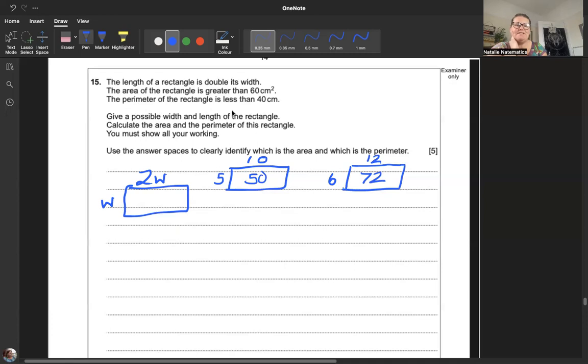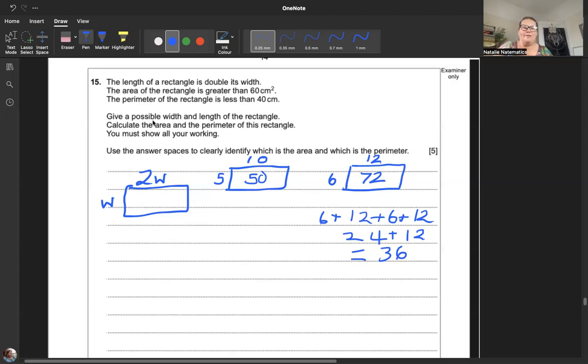It also says the perimeter of the rectangle is less than 40 centimeters. What's the perimeter of this? 6 plus 12 plus 6 plus 12, or you could say 6 plus 12 times 2. Doesn't matter, as long as you're adding up all the distances on it. So 12 plus 12 is 24, plus 12 plus 6 is 12, which is an answer of 36. Now again, I'm just going to double check: 6 plus 6 plus 12 plus 12 is 36.